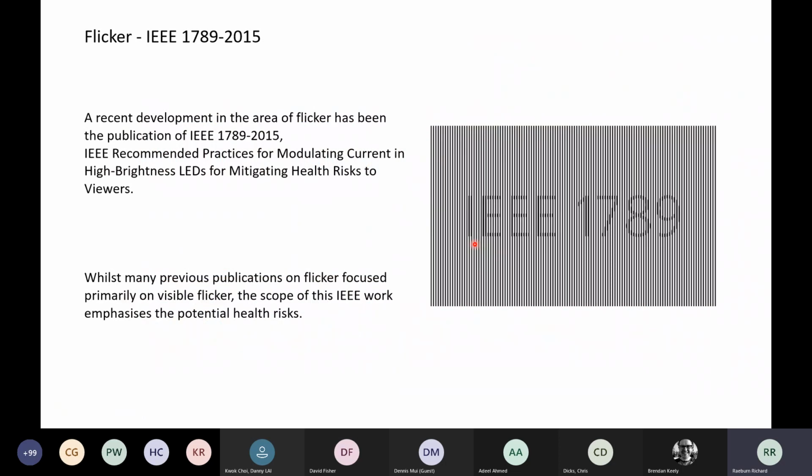One of the more recent documents we've seen is this IEEE 1789, so it's from 2015. And this obviously comes from North America. And this again is really recommended practices for LEDs, trying to mitigate the health risks of use. Thing to be said straight away is it's not a standard of any description, so there's no compulsion to comply with this.